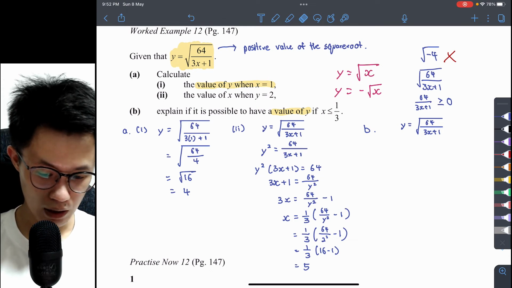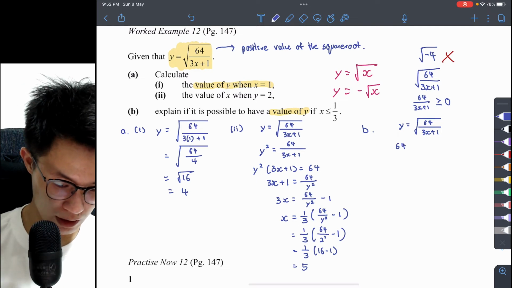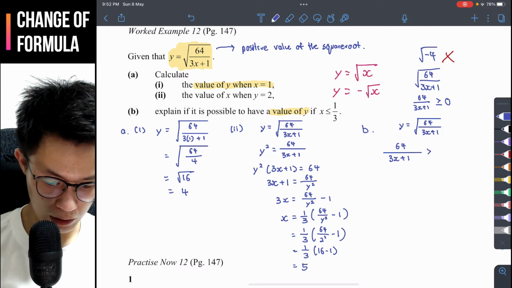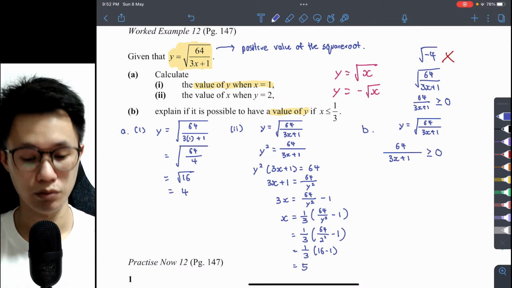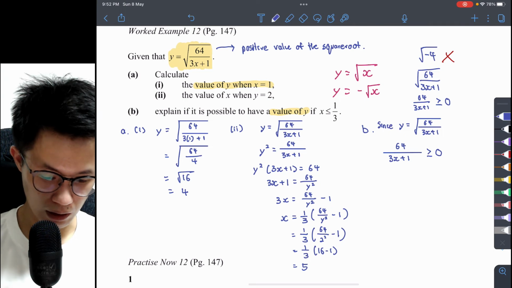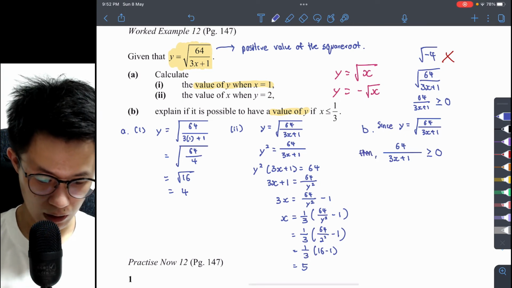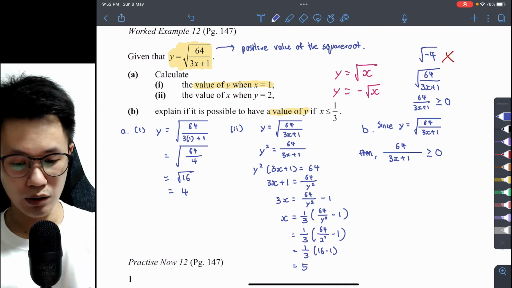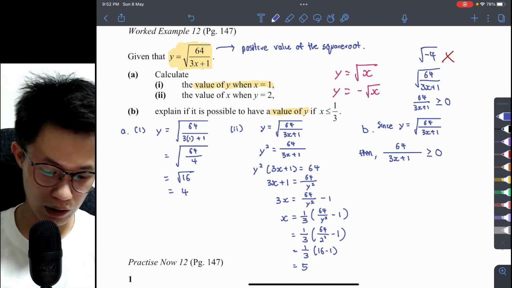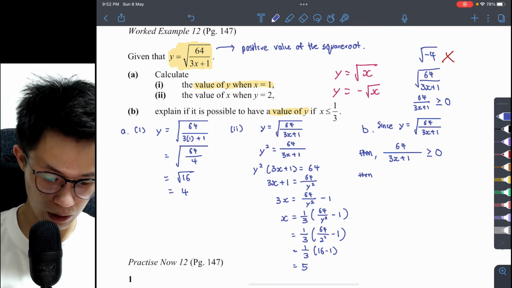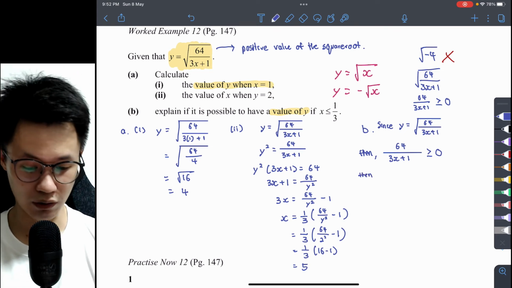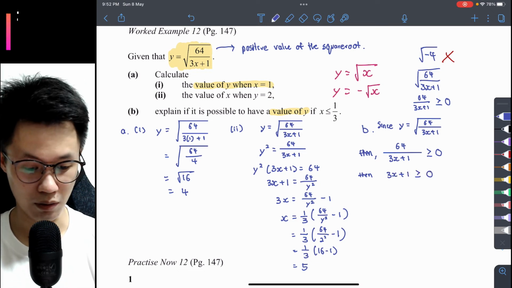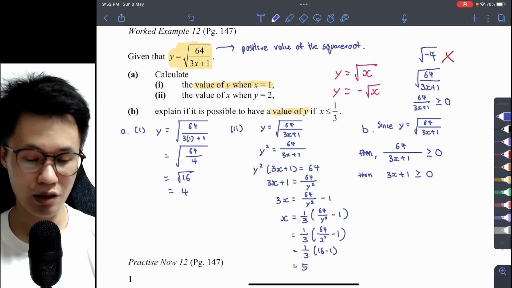So what it means is that this fraction, 64 divided by 3x plus 1, has to be more than or equal to 0. Okay, so I can actually write, since y is equal to that, then 64 over the denominator must be more than or equal to 0. Now, 64 is already positive, so this would also mean, to make this 64 over 3x plus 1 positive, 3x plus 1 must also be more than or equal to 0. Okay, so 3x plus 1 cannot be negative.